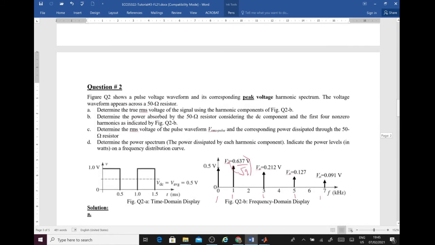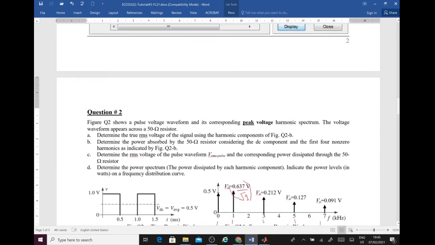Okay, now if we go back to question C, it says to determine the root mean square voltage for the pulse waveform. Okay, so we need to determine the root mean square voltage for this one. Of course, we know the equation for the root mean square. So the root mean square will be given by the square root of 1 over the period, and over here the period will be 1.